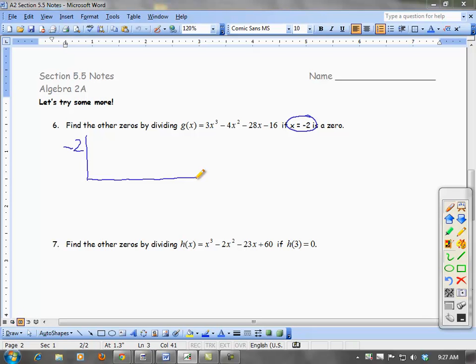So I use my coefficients again. 3, negative 4, 28, negative 16. Now here's the biggest thing. If they tell you it's a 0, your remainder should be 0. Okay? If they tell you it's a 0, your remainder is a 0.